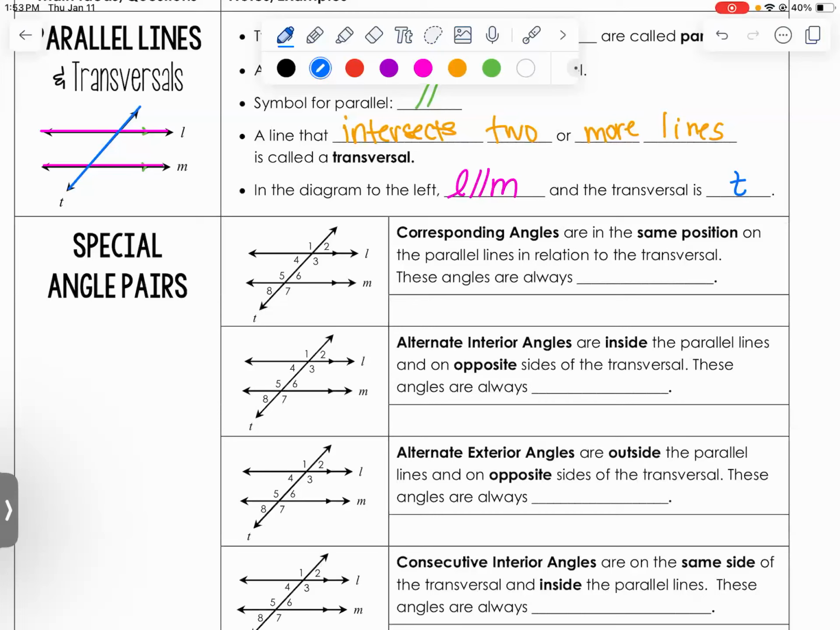Okay, so I'm gonna have you use another piece of patty paper during our notes today as we figure out what our special relationships are.